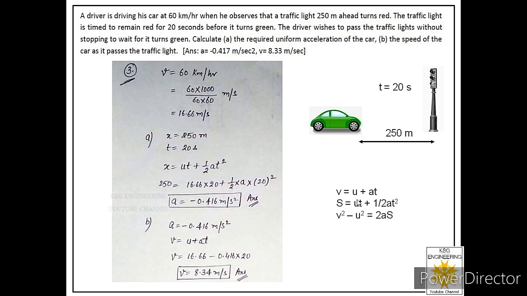So let us use the first equation, that is v equal to u plus at. Put the value of u, the initial velocity. a is the retardation over here, that is minus 0.416. Put the value of a, and time is 20 seconds. So we will get the value of the final velocity, that is 8.34 meter per second.